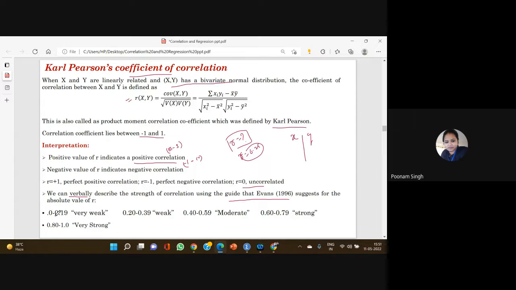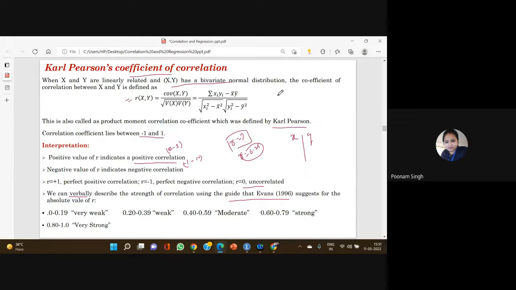And if the value is from 0 to 0.19 in negative, then we will say there is a very weak negative correlation between the two variables. So such types of adjectives can be used, as given by Evans. He suggested different adjectives for the absolute value of R. So this is how you will interpret the correlation coefficient R.